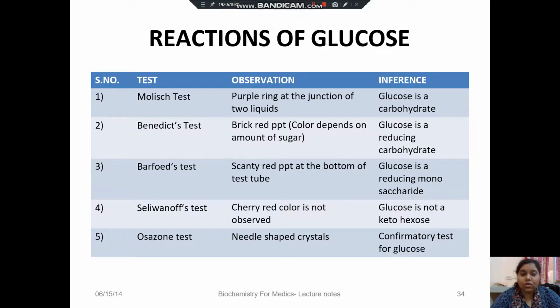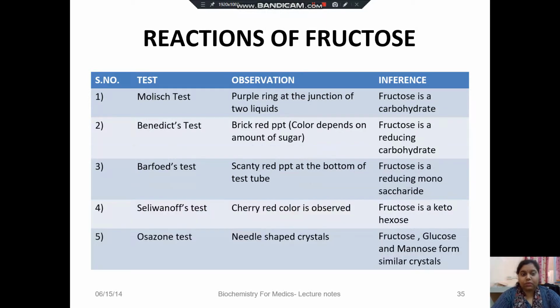So these are the reactions of fructose. In the case of Molisch's test, the observation is a purple ring at the junction of two liquids, so the inference is that fructose is a carbohydrate. In the case of Benedict's test, a brick red precipitate forms, depending on the amount of sugar present, so fructose is a reducing carbohydrate. In the case of Barfoed's test, a scanty red precipitate at the bottom of the test tube occurs, and the inference is that fructose is a reducing monosaccharide. In the case of Seliwanoff's test, a cherry red color is observed, where fructose is a ketohexose. Then lastly, in the case of the osazone test, needle-shaped crystals are formed, where we can say that fructose, glucose and mannose form similar crystals.